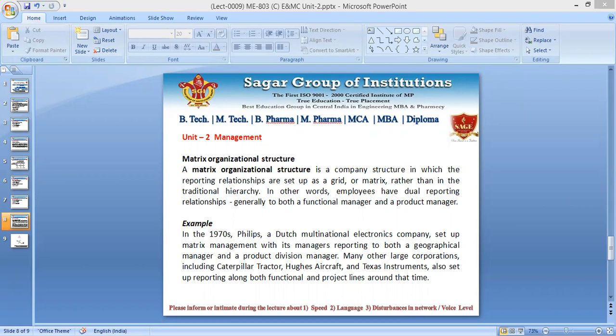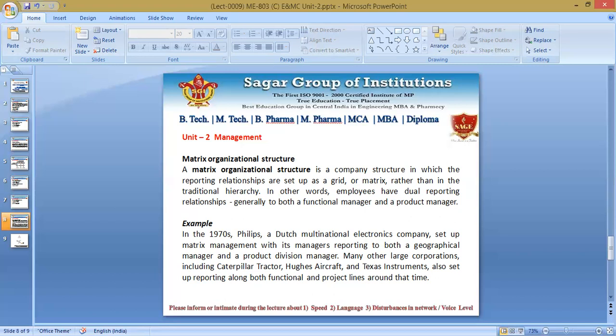It's a bit complicated because the reporting structure has increased for the person at the receiver end. It has its own advantages and disadvantages also. We can have an example: in 1970, this happened in Philips, a Dutch multinational electronics company, which set up matrix management with managers reporting to both a geographical manager as well as a product division manager. That's what I told you. So they were reporting to more than one boss.